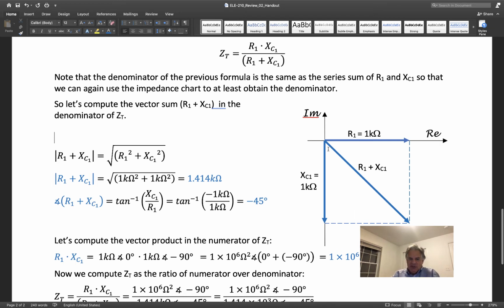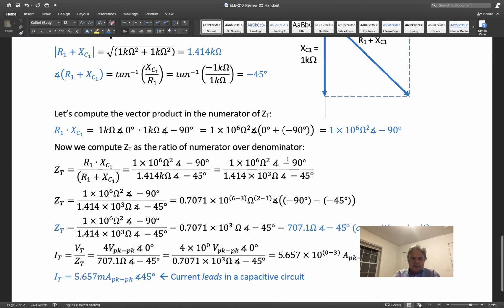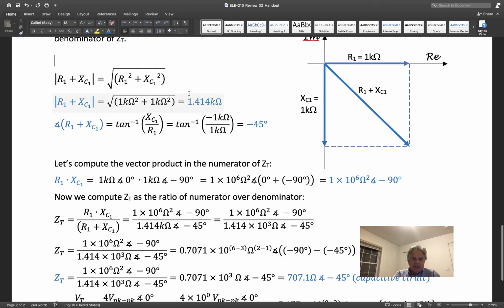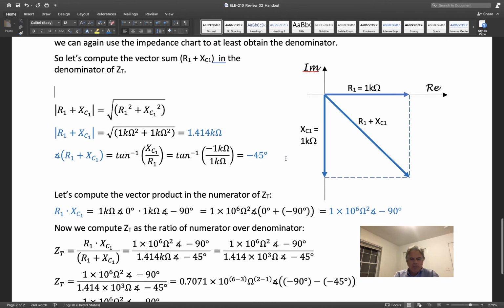We're going to have the same 1.414 k ohms is our diagonal here, our resultant vector, and it's going to be at negative 45 degrees now, because it's capacitive for one thing, and if we do this correctly, we'll come up with negative 45 degrees. So let's compute the vector product for the numerator. So this right here is the denominator of this thing, 1.414 k ohms at minus 45 degrees.